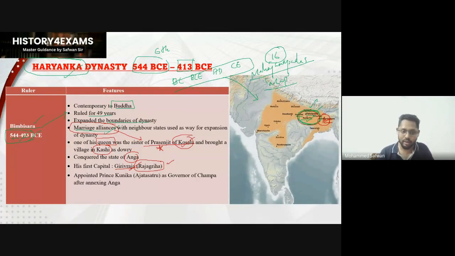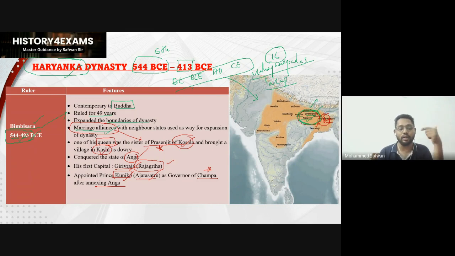During his period, he appointed Prince Kuniga. You have to note this name also, because for the NET examination, such questions can be expected. Prince Kuniga's real name is Ajatashatru. Kuniga was Ajatashatru's pet name. He was appointed as the governor of the Champa region after annexing Anga. The river Champa flows between Anga and Magadha. So remember Ajatashatru as Prince Kuniga, Giriraja as another name of Rajagriha, and that he conquered Anga and received Kashi as dowry.